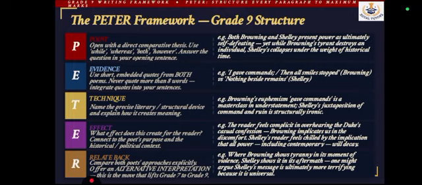Okay, now let's see the framework using Peter for a grade 9. Now we have the point, evidence, techniques, effect, and then reflect back. Now for the point, for the question, we open with a direct comparison thesis, for example: both Browning and Shelley present power as ultimately self-defeating, yet while Browning's tyrant destroys an individual, Shelley's collapses under the weight of historical time.